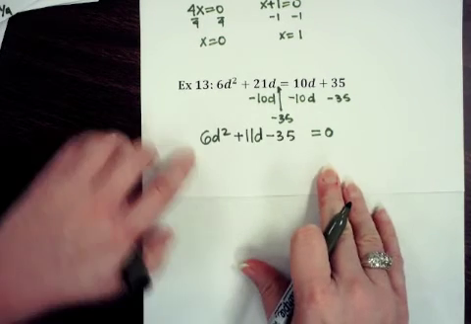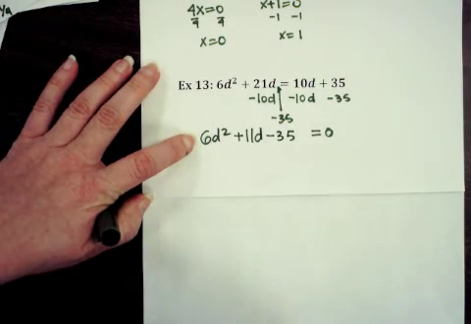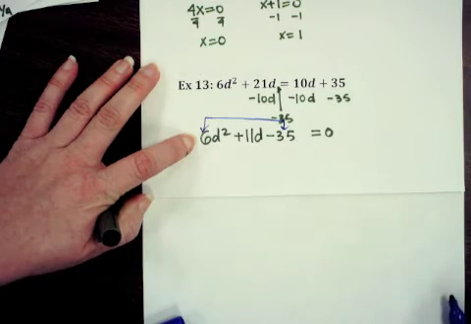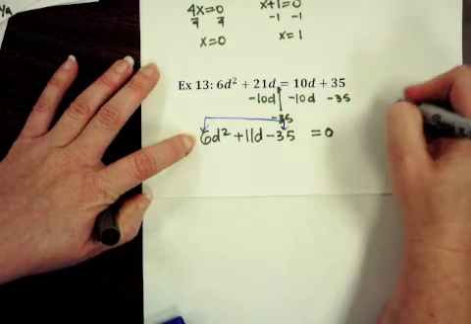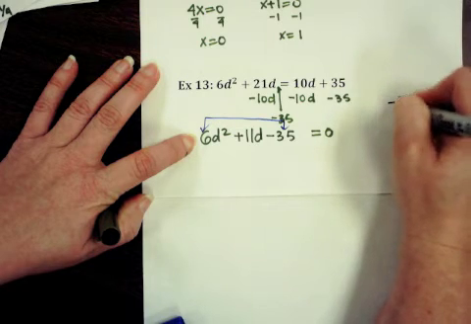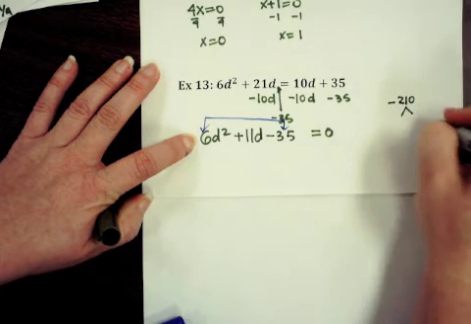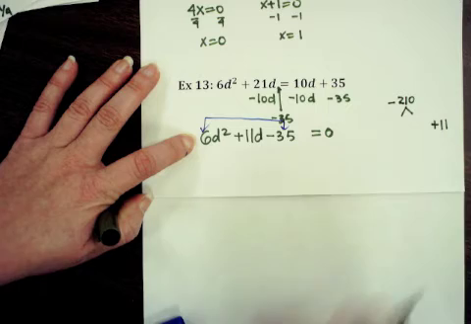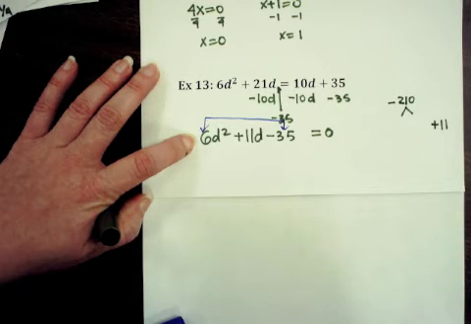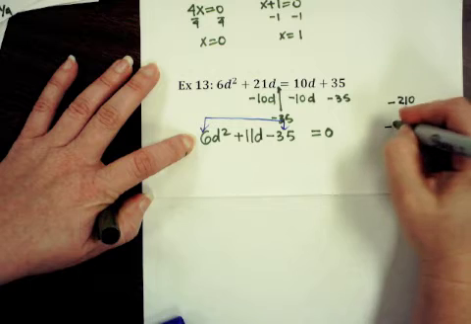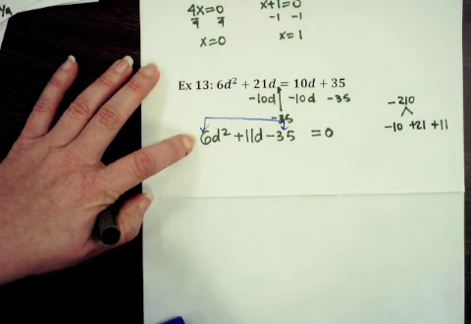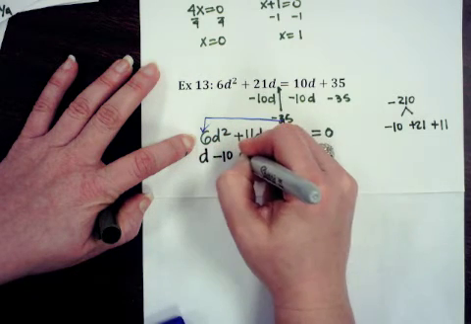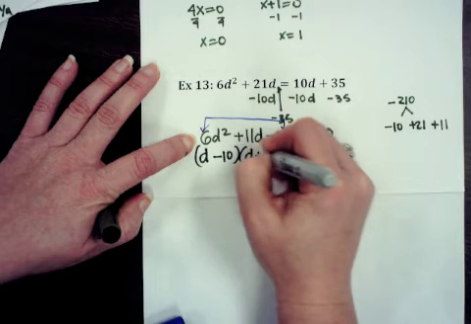So, to factor this, I've got to multiply 6 times negative 35, and you'll get negative 210. So I'm asking myself what multiplies to give me negative 210, but adds to give me positive 11. Okay, you would go through the whole list, divide out, and I came up with negative 10 and positive 21. So I get d minus 10, d plus 21.